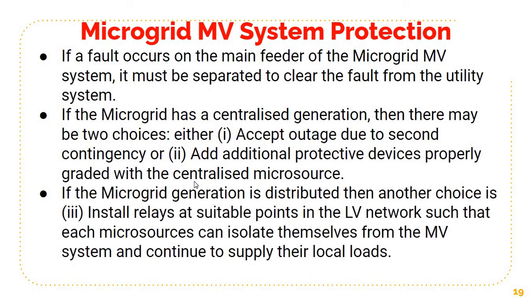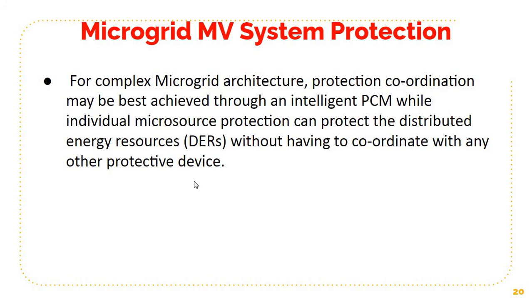If the microgrid generation is distributed, then another choice is also there. Install relays at suitable points in the LV network. We call it sectionalizing circuit breakers, such that each micro source can isolate itself from the MV system and continue to supply its local loads. If the microgrid architecture is complex, then protection coordination may be best achieved through an intelligent PCM, while individual micro source protection can protect the DERs without having to coordinate with any other protective device.